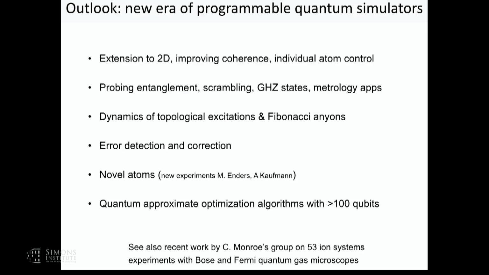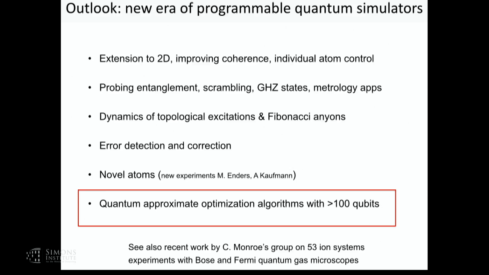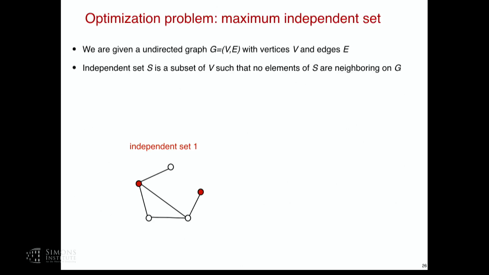In particular, it turns out that our model pretty much directly implements a very important class of problems known as maximum independent set. So what is maximum independent set? Suppose you have an undirected graph where vertices are connected by links. An independent set is a set of colored vertices such that no two connected vertices are colored at the same time.